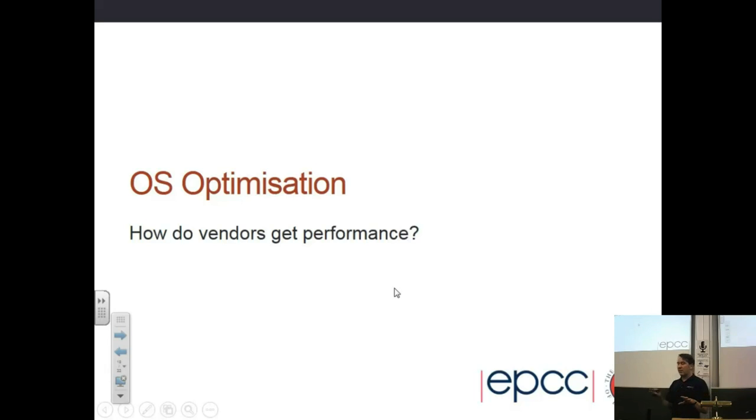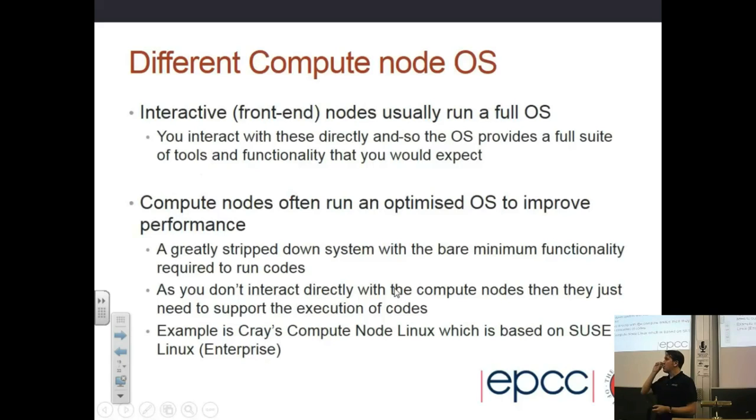So they're very stripped down. All the optimizations that vendors do to make their parallel machines work faster typically involve taking out all the features of a fully featured operating system that you don't need. So your front-end nodes will run a full operating system. Where you log into will be what you're used to for doing desktop stuff, editing, compiling, running, and such like. But the back-end nodes, the compute nodes, are very stripped down. So, for example, Cray have their own Linux called Compute Node Linux, which is based on SUSE, but it's very, very stripped down and tailored to their needs.